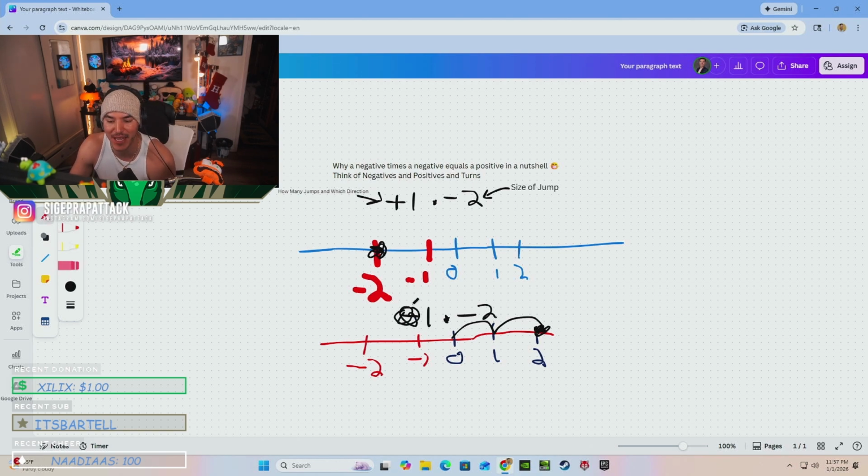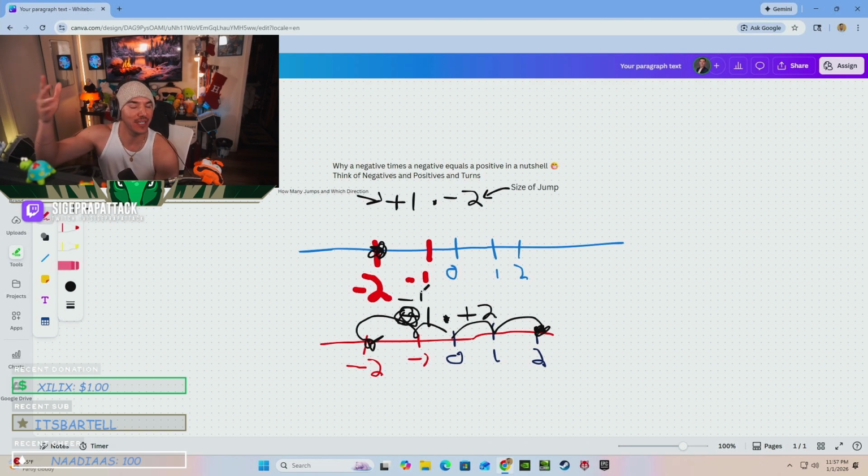So let's pretend that now this was a -1 times a +2. Well, again, what's the size of the jump? A +2. But the opposite direction of +2 is -2. And that's why -1 times +2, right, would equal still -2, right? But the two negatives is like 2 turns that ends up in a positive.